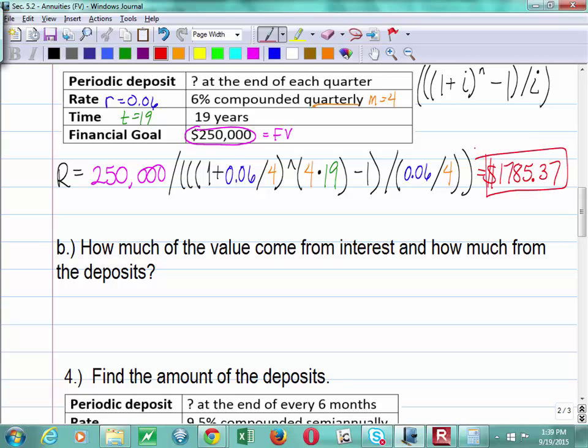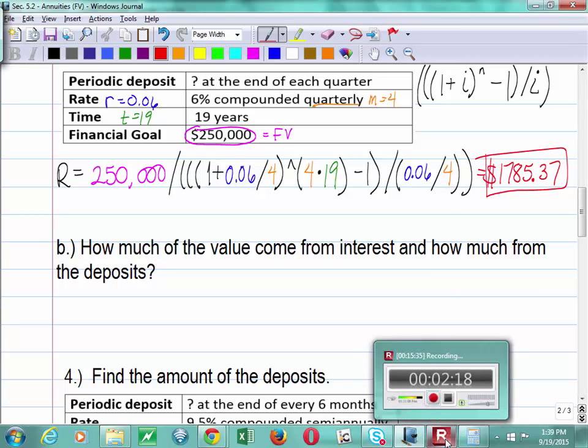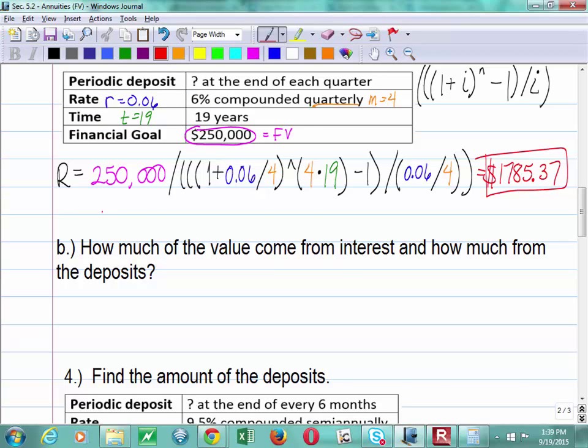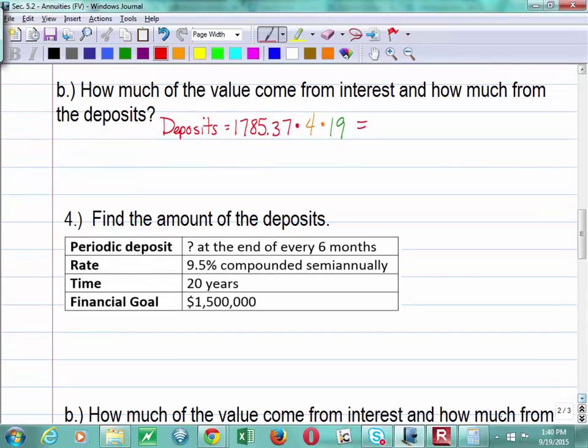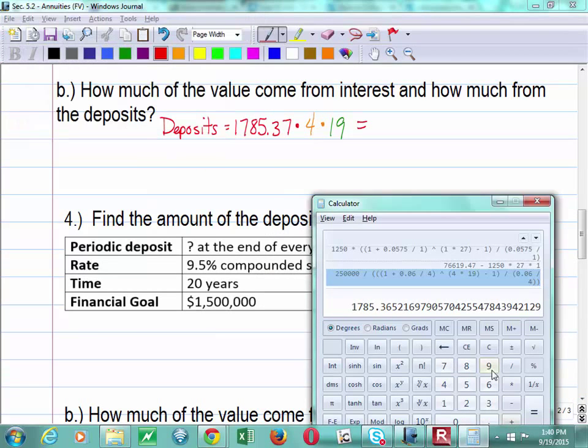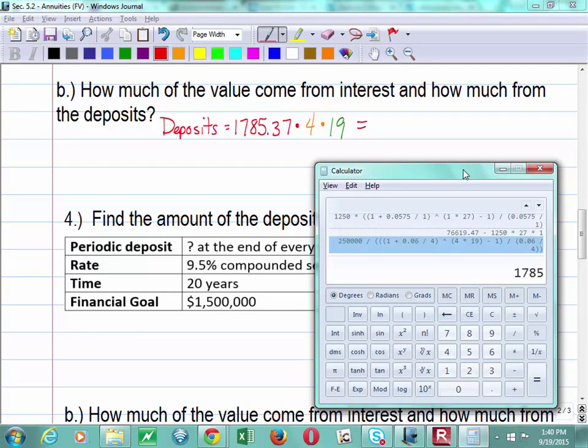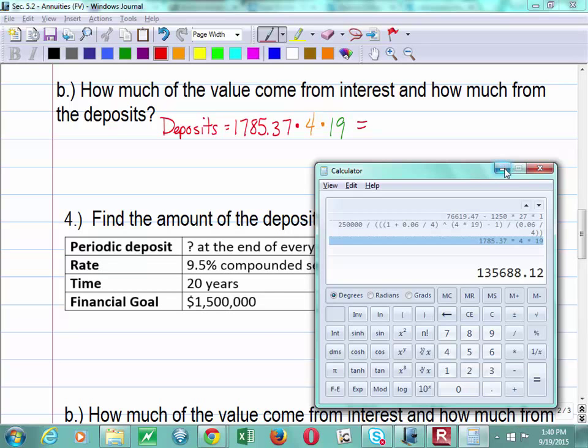Alright, so if we want to know how much of the value came from interest and how much came from deposits, well, we can figure out the total amount of the deposits. $1,785.37 times 4, since it's quarterly, times 19. Alright, so $135,688.12.